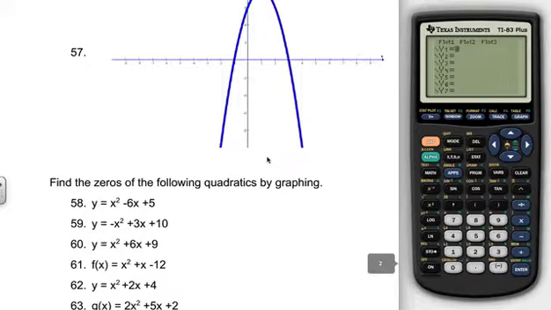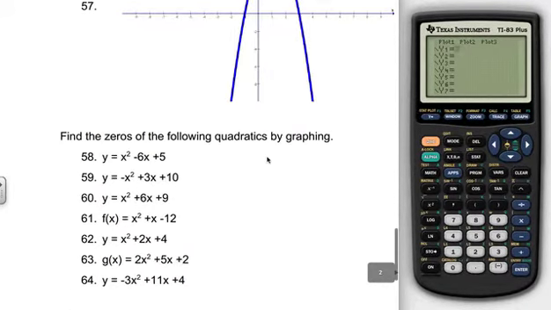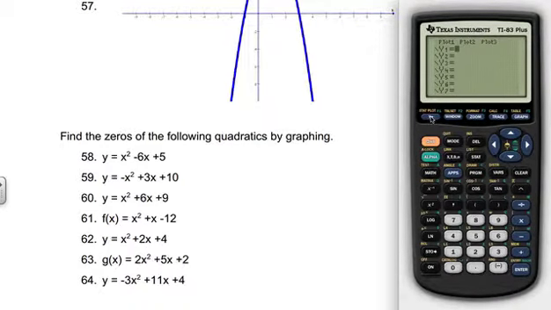Scrolling down, our next function, y equals x squared minus 6x plus 5. We're solving by graphing, so this is when we're going to use the graphing calculator. So we go to y equals, and we're just going to type in the equation, x squared minus 6x plus 5. And we will hit zoom and choose 6. Our standard zoom is the best place to go.